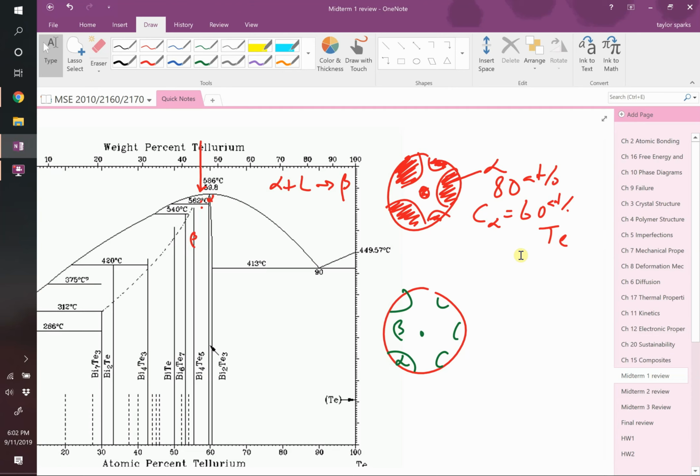And then the liquid is the other 20% of the thing, and its composition is 50-something percent tellurium. That's right. Okay. Other questions on phase diagrams and microstructures, Sam?